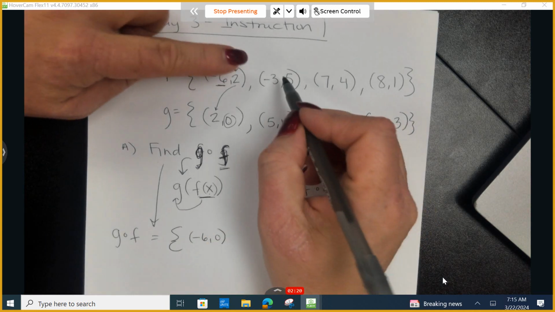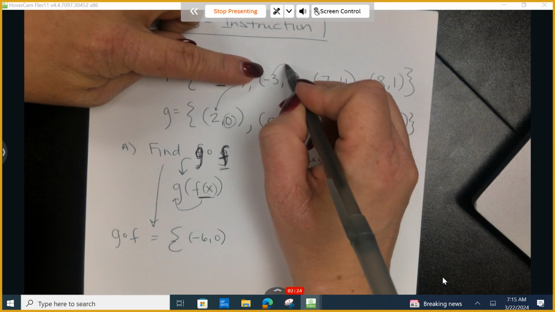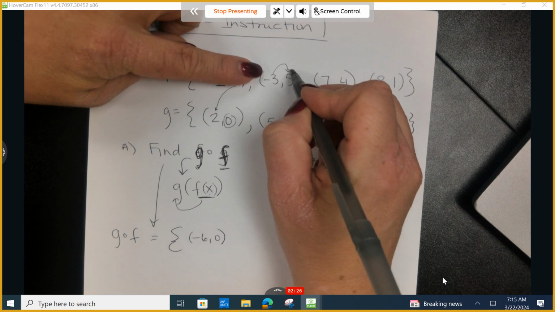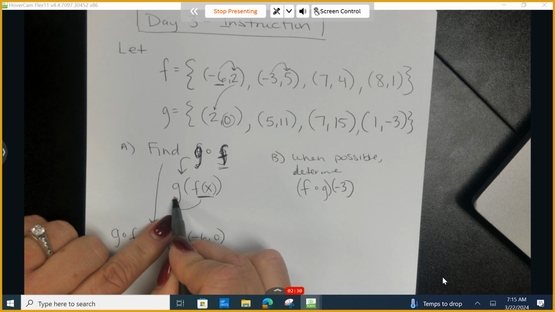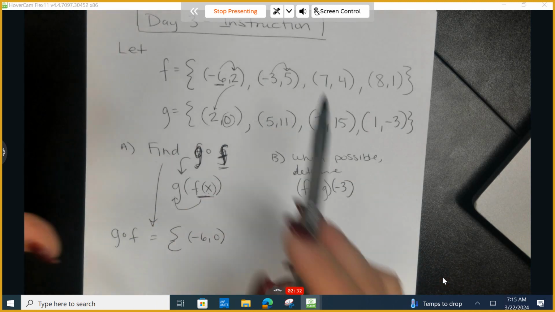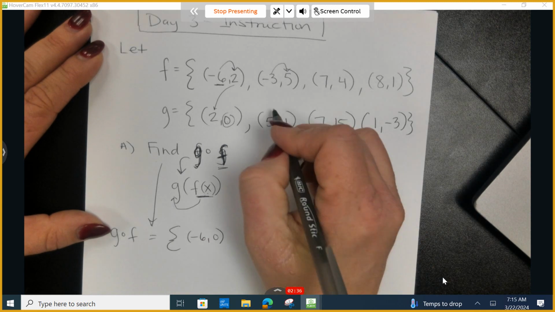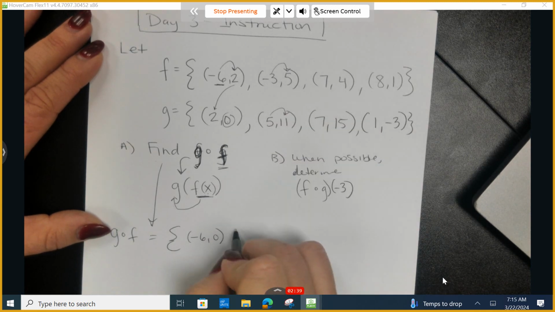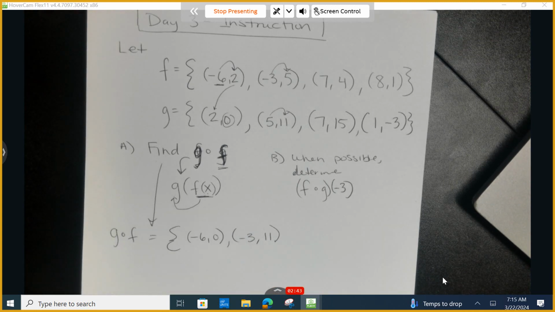Okay, let's try this one. I start with the inside and I start with the x value. So -3 maps onto 5. Now I'm going to take that output value and apply it to the outside function g. And it doesn't always mean there's going to be one. In this particular set, is there a 5? Oh, there's a 5. And 5 maps onto 11. So I plugged in -3, and the output of this composition was 11.